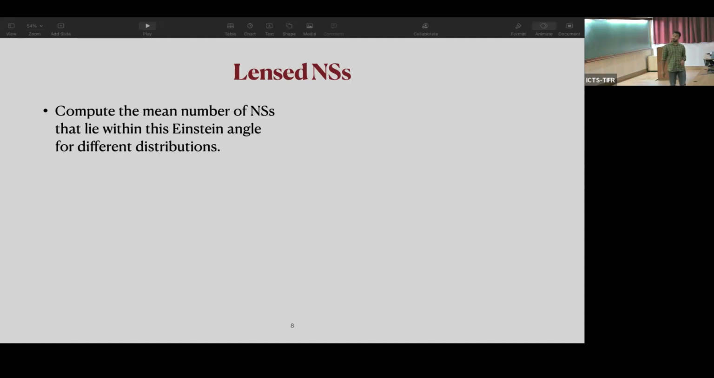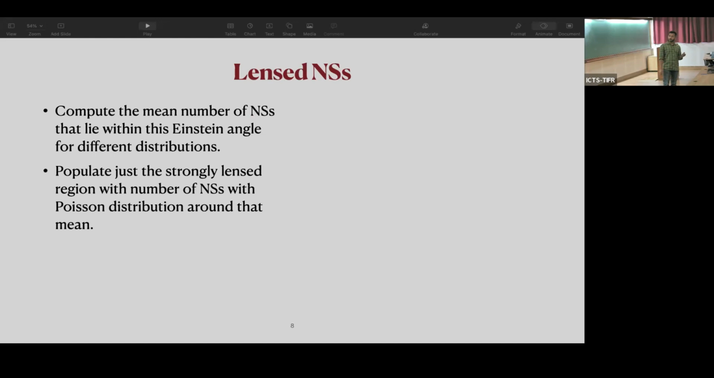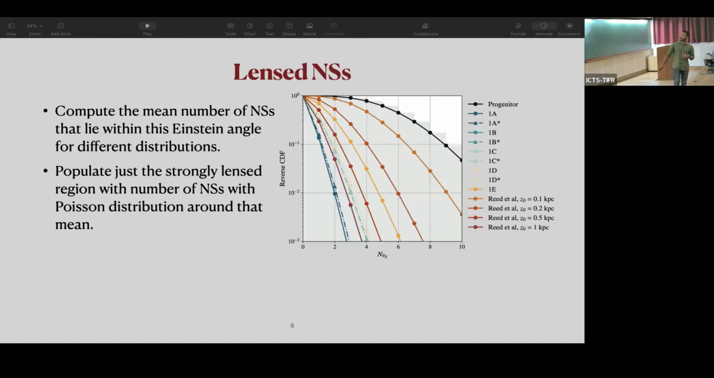You know the probability distribution for the spatial distributions of neutron stars. So what you do instead is compute the average within this volume, within this Einstein cone, and it's a very differential volume. Across your iterations, you populate your neutron stars only within the Einstein angle with a Poisson distribution around the mean. And when you do that, you end up with something like this.